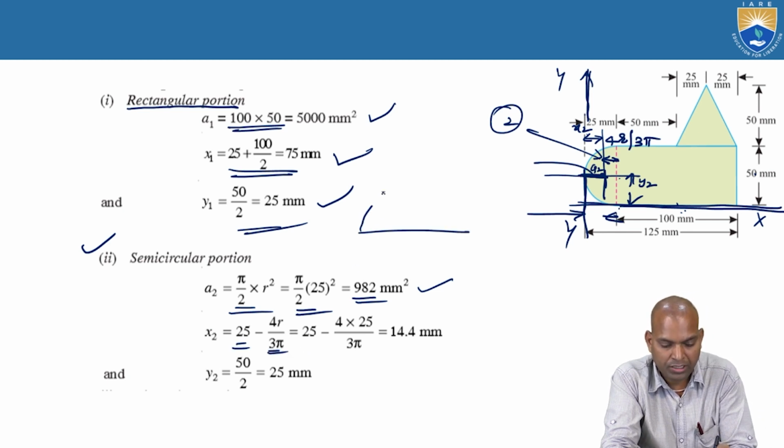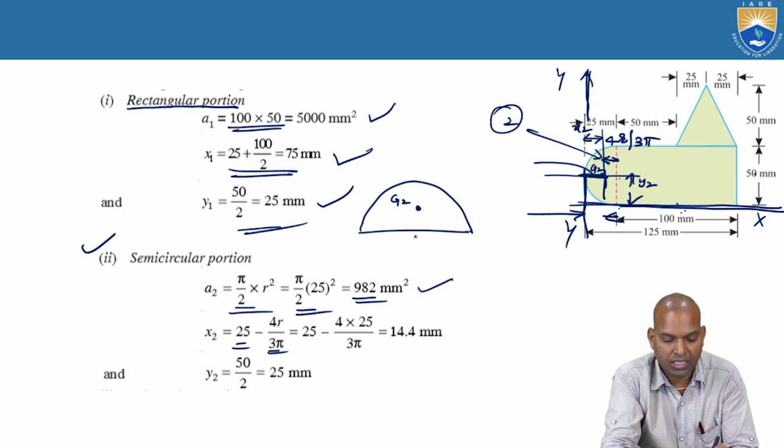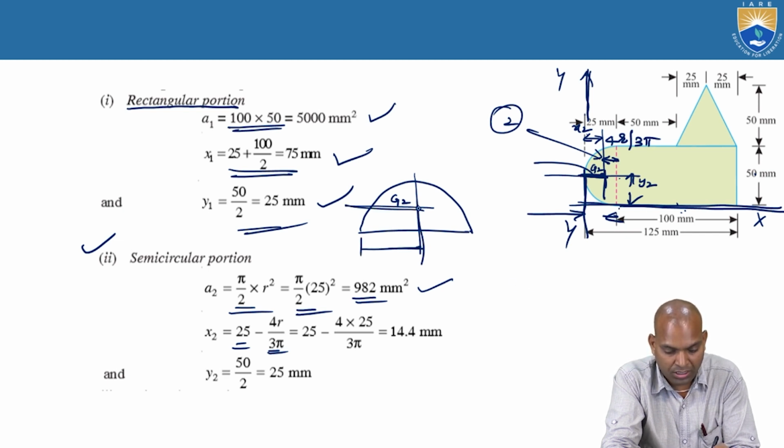Pay attention. Very simple. This is the centroid location for this semicircle. Whatever the semicircle distance, this is the total, this is the central distance. Suppose this distance, what do we want? Diameter by 2, that is the distance. And whatever this distance is, that is 4r by 3 pi.